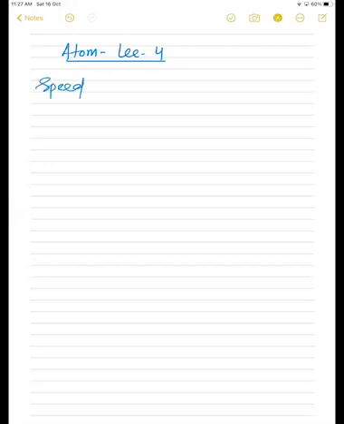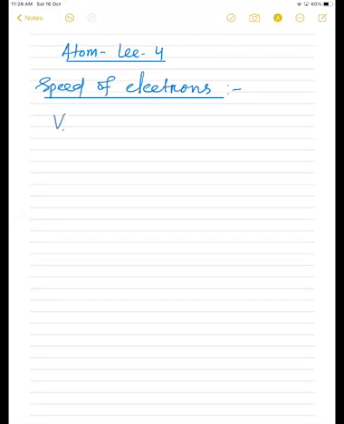Speed of electron. I will state all the formulas, just to remind you. When the electron is revolving, from the same equation 1 and equation 2 as we derived the radius, we can also find the relation for the speed of the electron in the nth orbit. So the speed of the electron in the nth orbit, Vn, is equal to 2 pi k, where k is the electrostatic constant, Z is the atomic number, e is the charge of the electron, divided by n, the orbit number, into Planck's constant h.